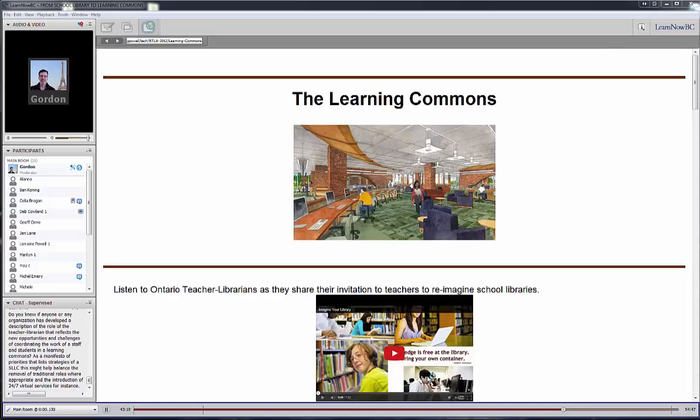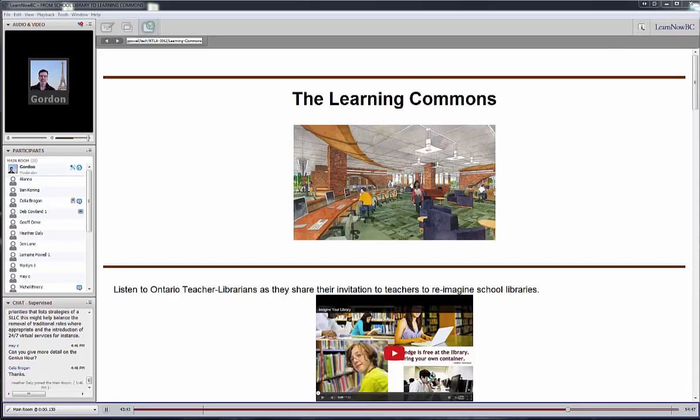Just taking a quick look here to see if there's anything else. Jeff wants to know if anyone else has developed a description of the role of teacher librarian that reflects new opportunities and challenges. The Canadian Library Association has an interesting link on their website that's worth following up on. If I can find the link a little later, I'll add it to the website so that you can take a look at that.